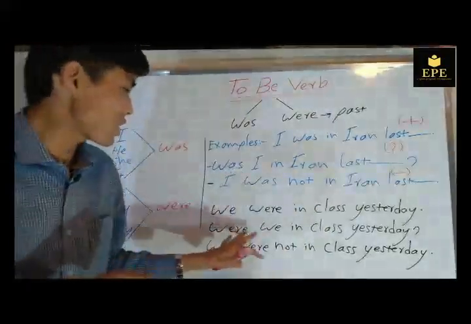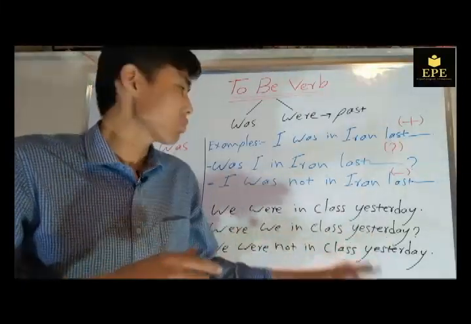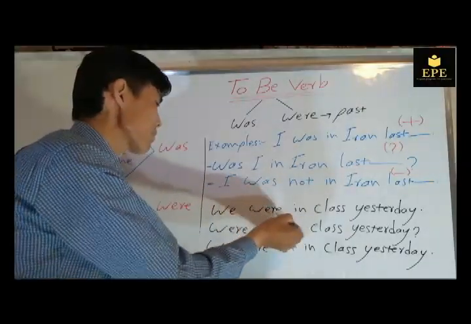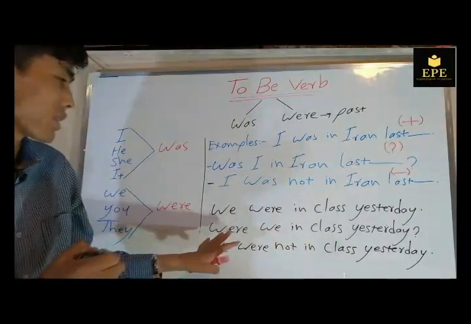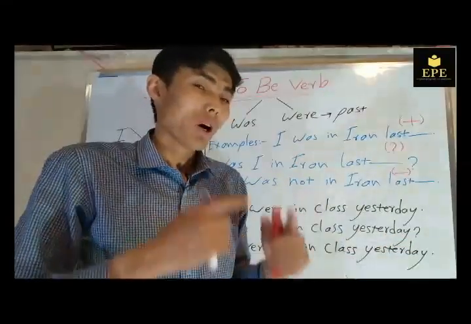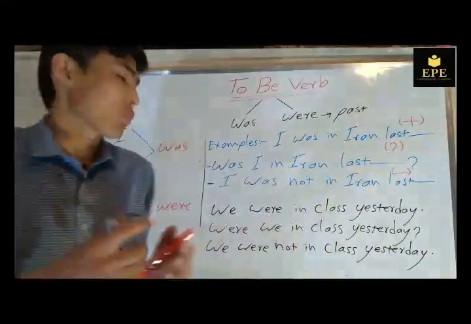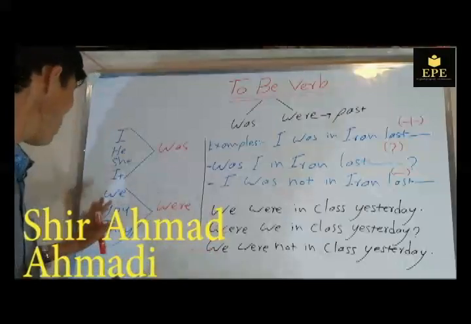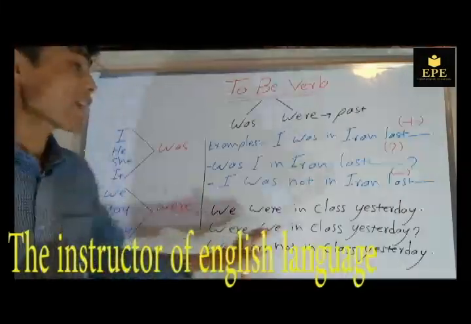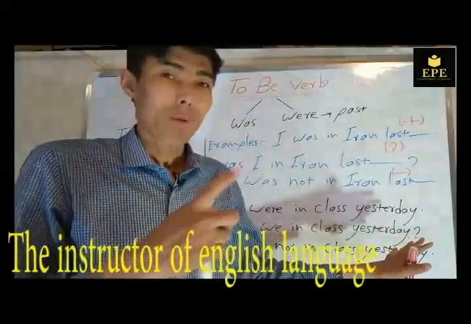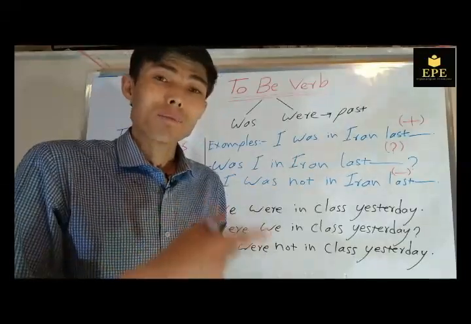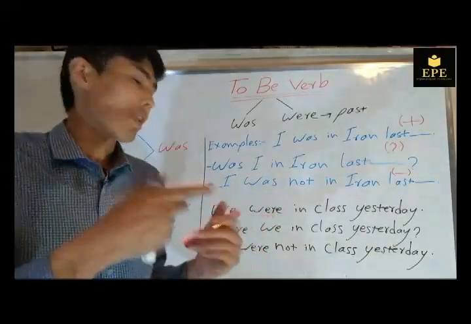First, let's change this one to the question form. If we want to change to the question, it's very easy. We just bring "were" to the beginning of the sentence, like this: were we in class yesterday? It also changed by itself to the question. So, were you in class yesterday? Were they in class yesterday, 3 months ago? For example, you can say last month, last week, last year, like that.